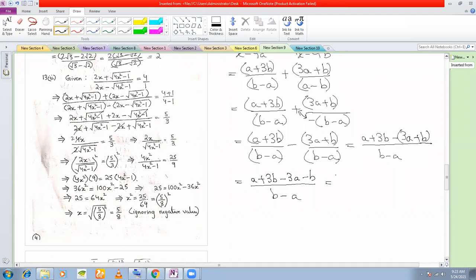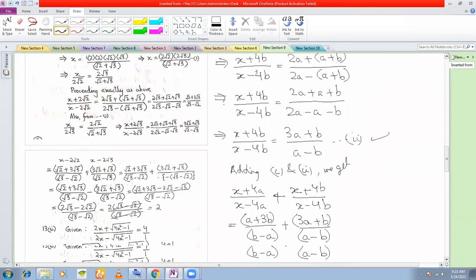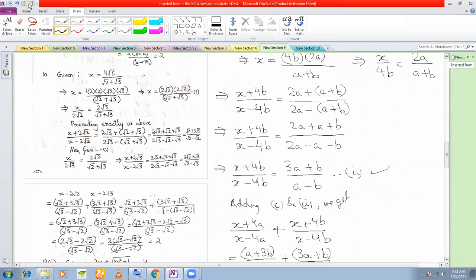So now what happens here? 3b minus b will give you a 2b, and a minus 3a will give you a minus 2a, divided by b minus a. Now in the numerator you can take 2 common to get b minus a, and the denominator you already had a b minus a. Both will cancel. So ultimately we get the value as 2. Fine. The next problem here is very similar to the problem that we just did.